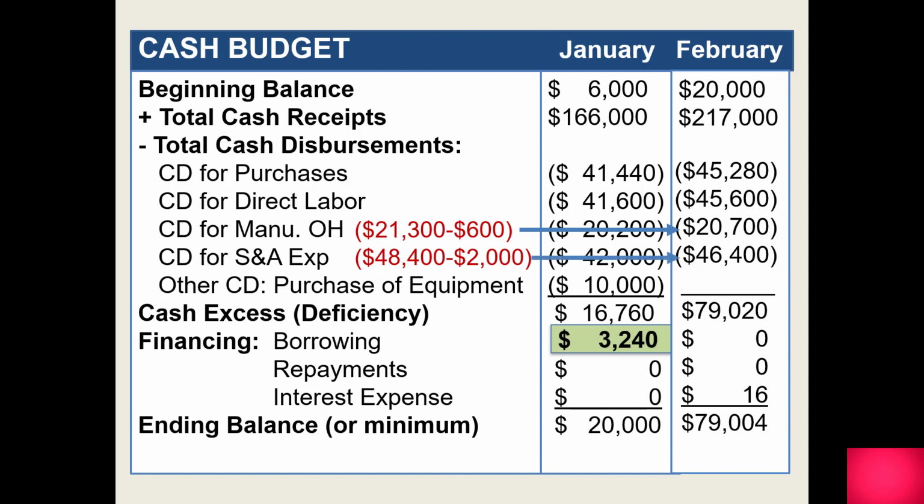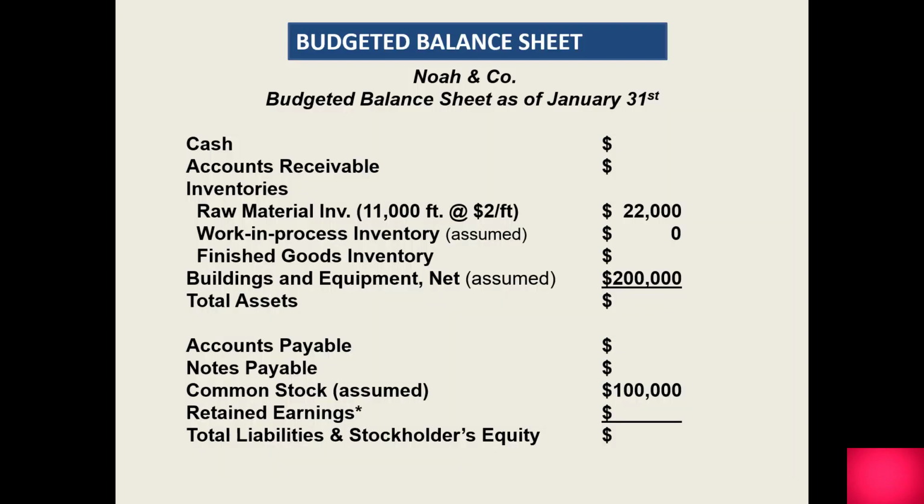The interest calculation, our loan amount is $3,240. It's 6% per year. February is 1 month out of the year, so we'll multiply by 1/12. And rounded, that number comes to $16 for the interest payment. And it is paid at the end of the month. Next up will be the budgeted balance sheet.